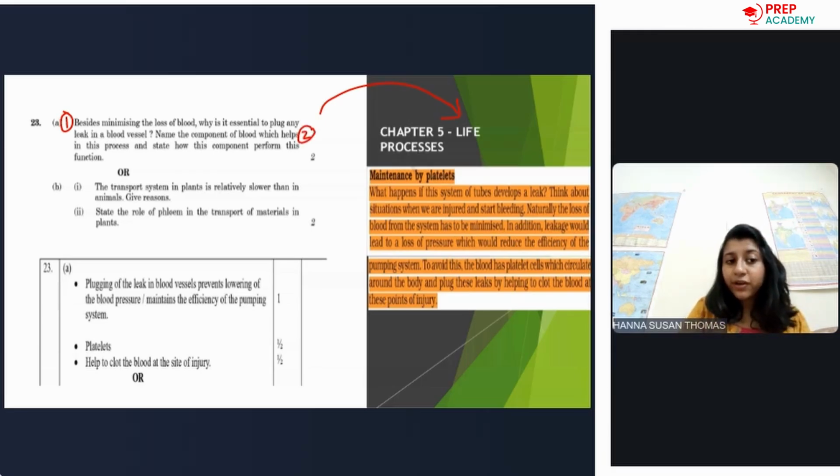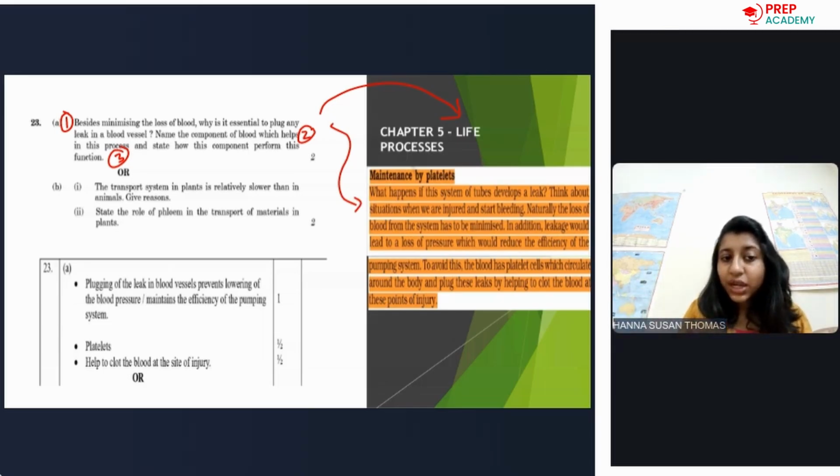And state how this component performs this function. That is the third part. So under the 23rd question, the A part question, you will have three sub questions, and it is very important for you to know that you have to address all these three parts, or else you won't get the full 2 marks. This question is directly given under the chapter Life Processes, under the topic maintenance by platelets.